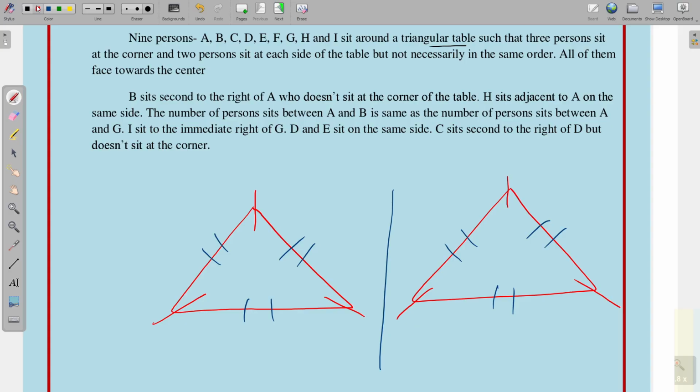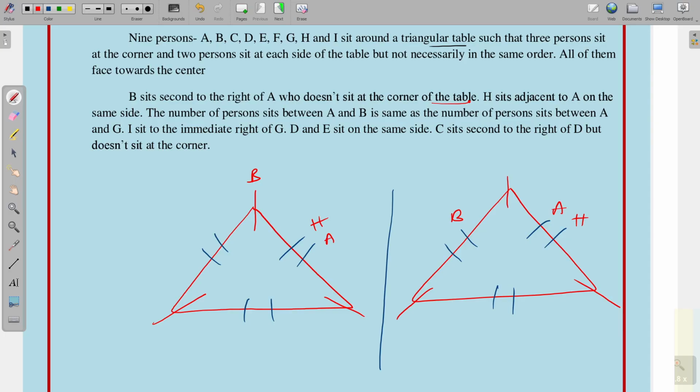B sits second to the right of A. Who doesn't sit at the corner of the table? So, A here and B sits second to the right of A. Suppose A is placed here, B is placed here. H sits adjacent to A on the same side. So, H is placed here.